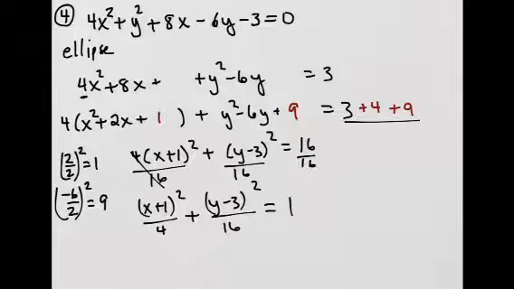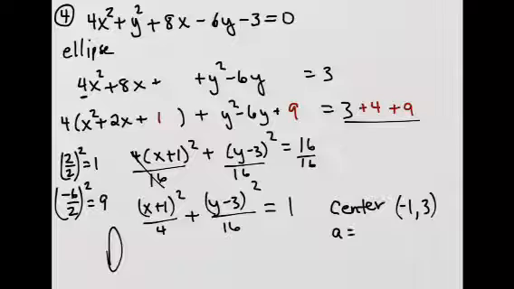Now remember for the ellipse, the orientation, or the major axis, is determined by the bigger denominator. So right here I have a 16 underneath the y, so that means this one's going to be longer this way, vertical. The center is, let's see, the h, k. So I look at negative 1, positive 3. The a value is the square root of 16, which is 4, and the b value is the square root of 4, which is 2.